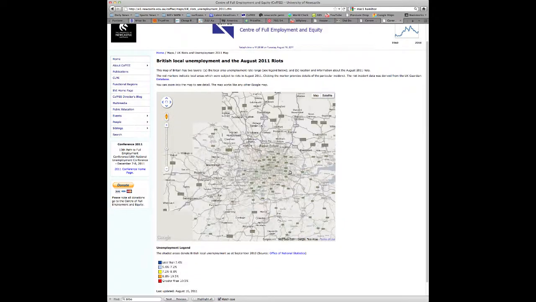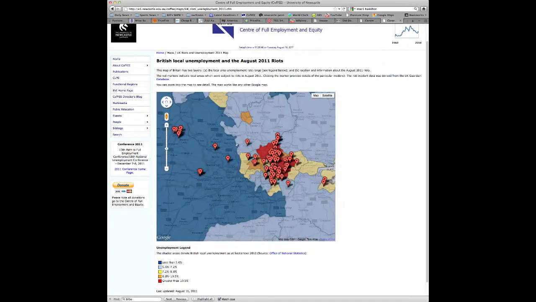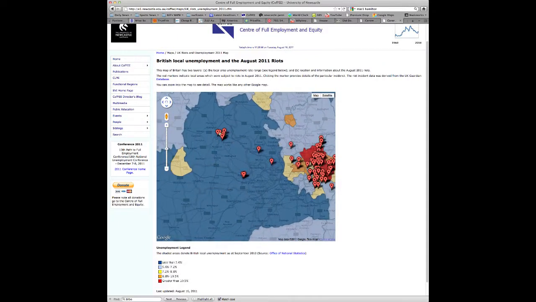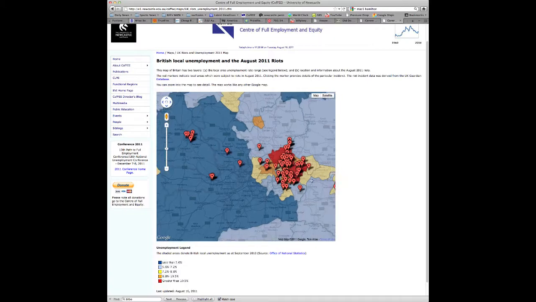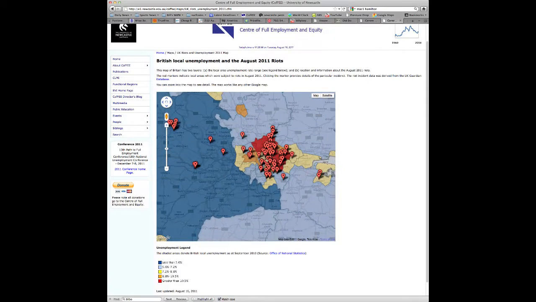Let's just zoom out again and get a broader picture. There's clearly some anomalies around Oxford and these areas here, which are very low unemployment areas, but you can see the concentration here in North London, then going down into the South London area around Croydon and Brixton and around those areas.